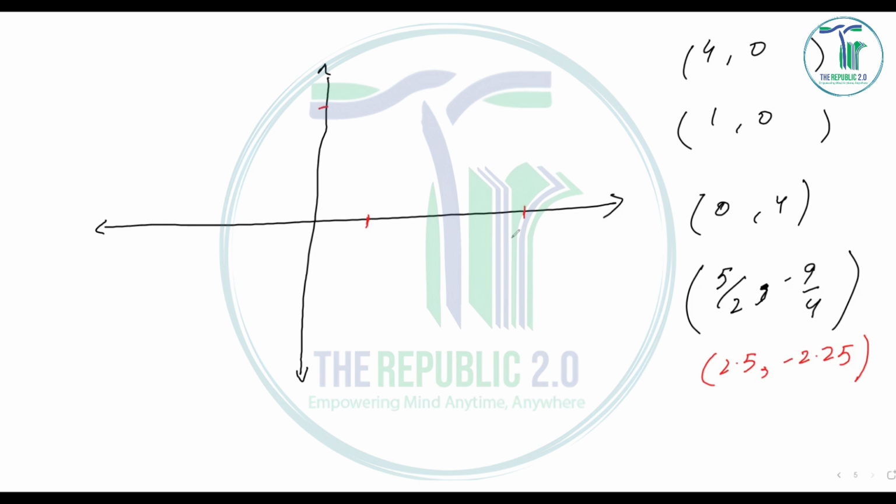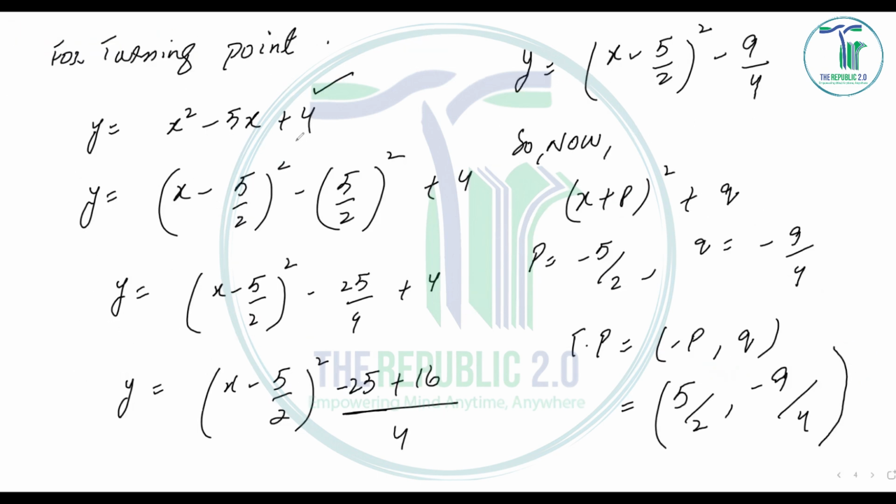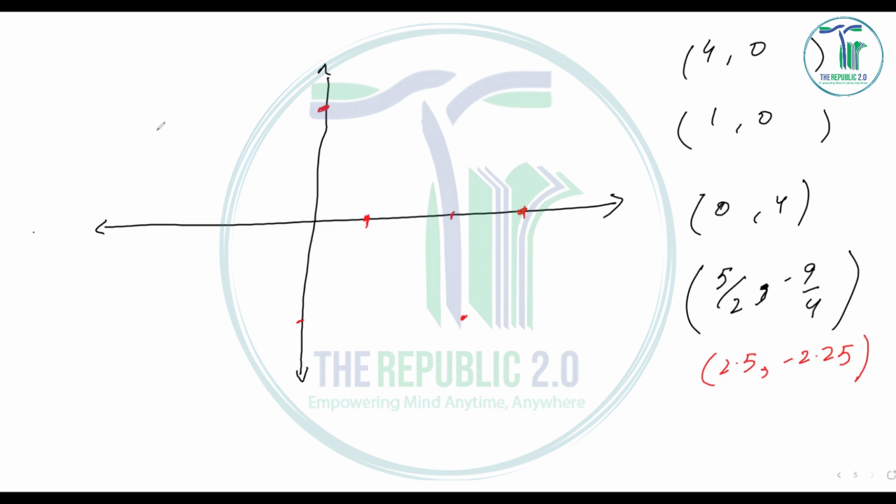So you can see that 2.5 must be lying somewhere right in the middle of these two numbers. And then you've got this negative 2.25, which is going to be somewhere over here. So this is going to be the turning point, these are going to be the x-intercepts, and this is going to be the y-intercept, right? And now I'm just going to join all these points. And remember, the coefficient of x squared was positive, right? So my parabola must open upwards. So this is some rough sort of shape of the parabola.